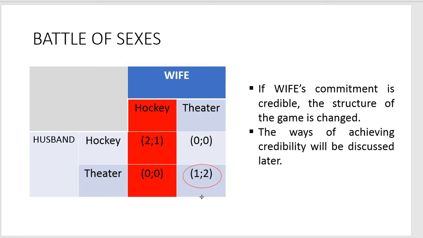We will get back to this at the end of this video. I mean, the methods of how you can achieve credibility. I mean, how you can make other players believe that you will stick to your commitment. But nevertheless, if we assume that the wife is a credible player who always sticks to her commitments, and the husband has the reason to believe her when she says she decides to go to the theater anyway. So, yeah, if all of those assumptions are maintained, we end up here.